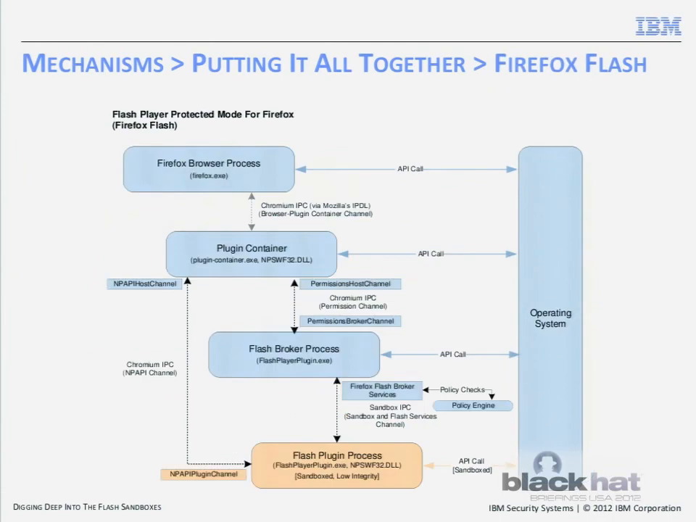For Firefox Flash, APIs are intercepted in the Flash plugin process, then forwarded to the Flash broker process, which is then evaluated by the policy engine. This channel, in addition to serving forwarded APIs, is also for invoking additional Flash services. For NPAPI calls, the Flash plugin process uses this Chromium IPC channel. The plugin container then forwards the NPAPI calls to the Firefox browser process. Additionally, the Flash broker process exposes permission services to the plugin container, which is callable by Chromium IPC.